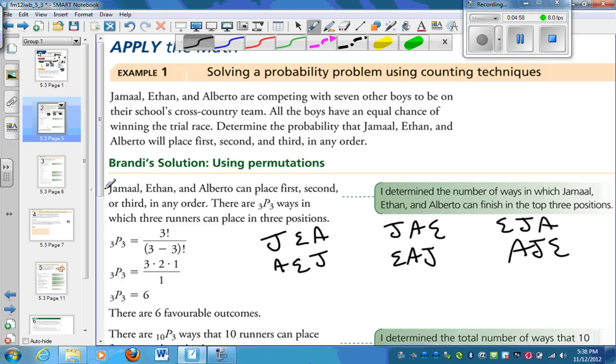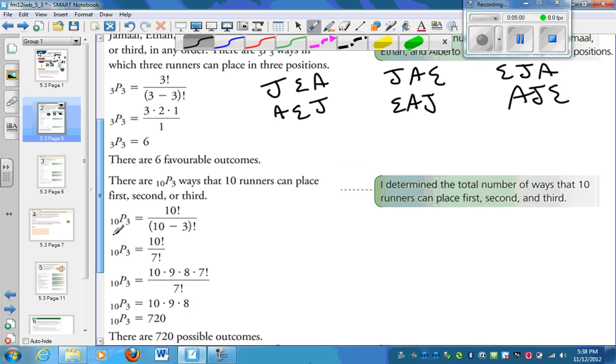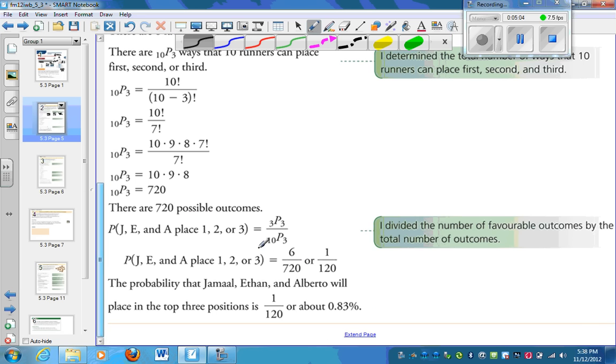There's 6 ways. The total amount they can arrange is 10P3, all the players. That's 720. So that's 6 over 720, or 1/120th. So we get the same answer depending on what we're looking at. So which one's less work? That's what you have to think about.